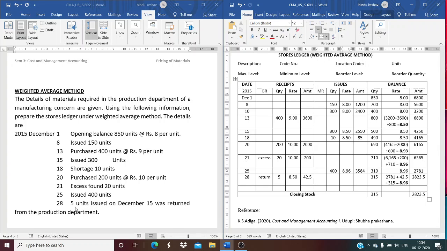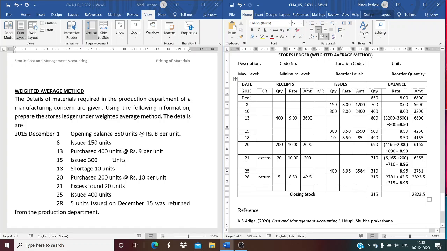And on 28th, 5 units issued on December 15th were returned from the production department. So we need to look into December 15th. We can see here that on December 15th, 300 units at rupees 8.50 were issued to one department. When there is a return, it has to be at the same price, that is 8.50. So in the receipts column, return, we write 5 units at rupees 8.50, that is 42.5.